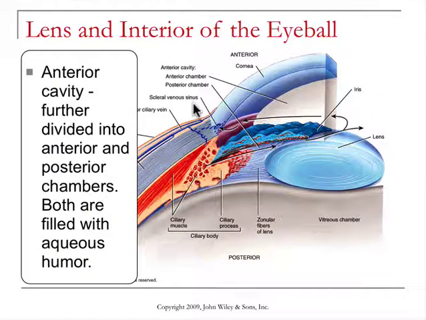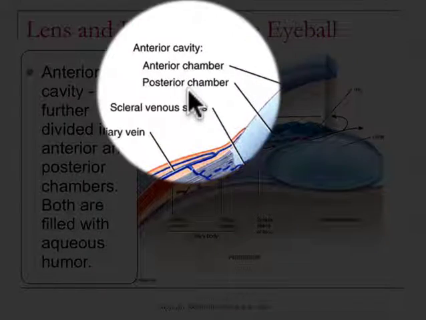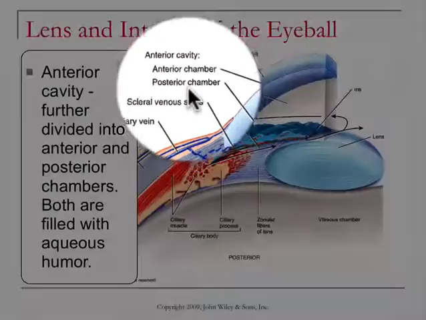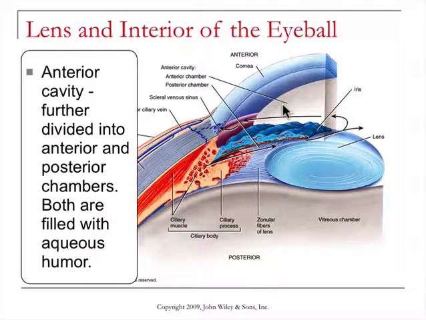The anterior cavity, as indicated in the diagram, is further divided into two chambers, an anterior chamber and a posterior chamber. The anterior chamber is the portion of the anterior cavity that's in front of the iris. The posterior chamber is that part of the anterior cavity that's behind the iris. Both of these are filled with aqueous humor.